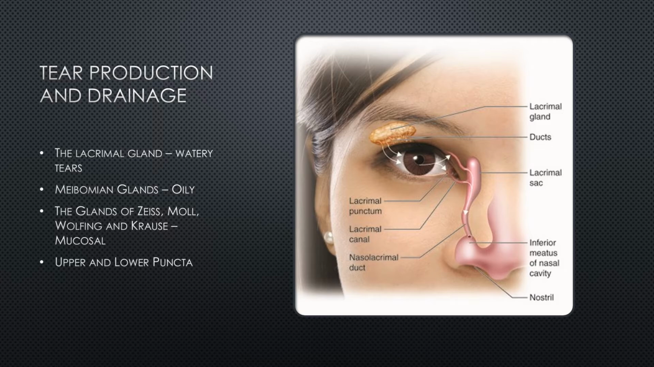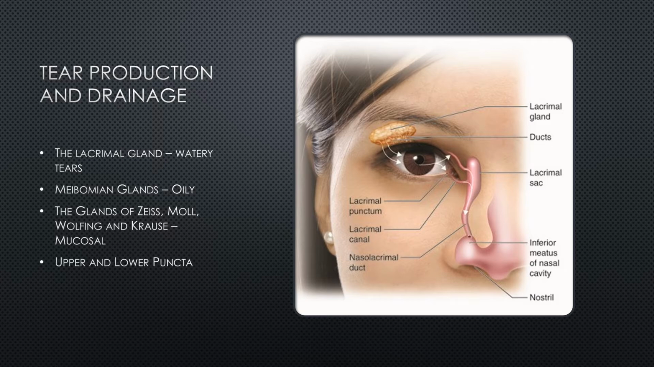In addition to aqueous tears, several glands located in the conjunctiva, called the glands of Zeis, Moll, Wolfring, and Krause, secrete sticky or mucosal tears. In addition to that, the meibomian glands, located in the eyelid near the tarsal plate, secrete an oily tear. These three types of tears provide moisture and protection to the surface of our eye.